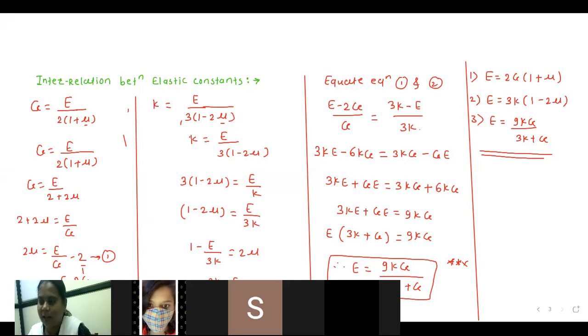We will move towards next point. This is the interrelation between elastic constants. So all three elastic constants are over. Now I will move towards next point.